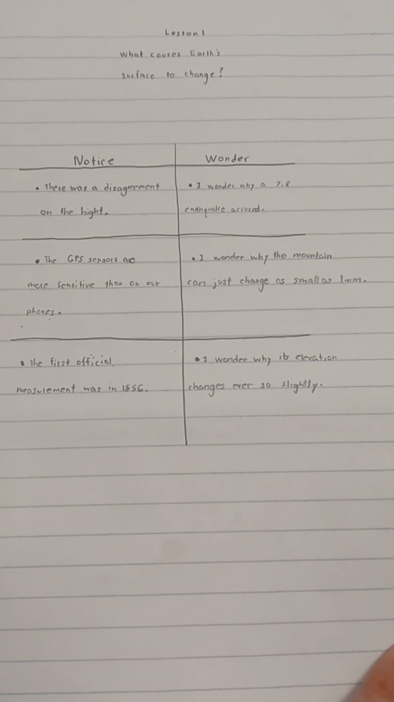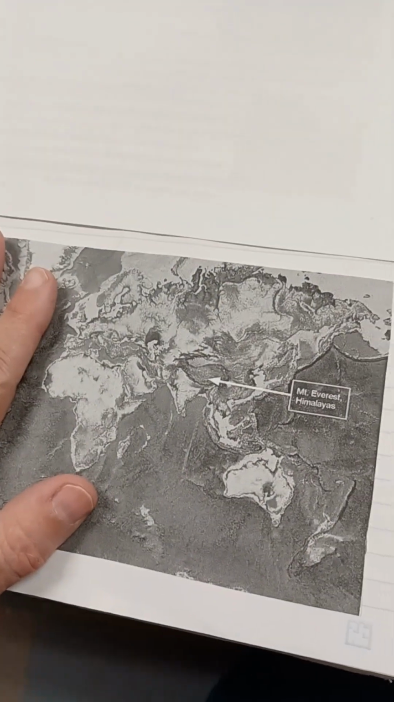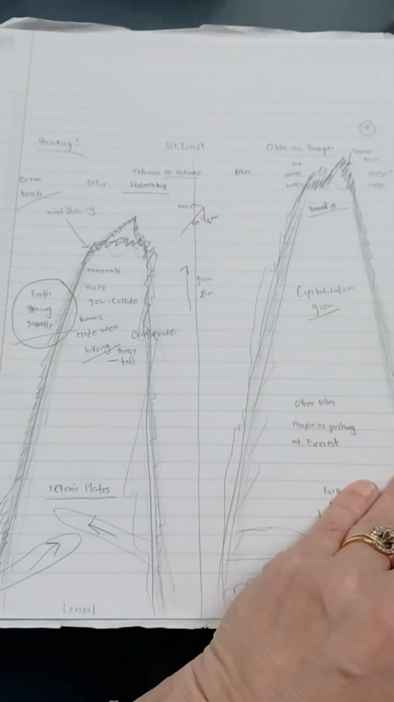More notes. Then we start Lesson 1 with a notice and wonder. In that notice and wonder, we did the reading, and I had them glue down a map. Then we created our initial model.